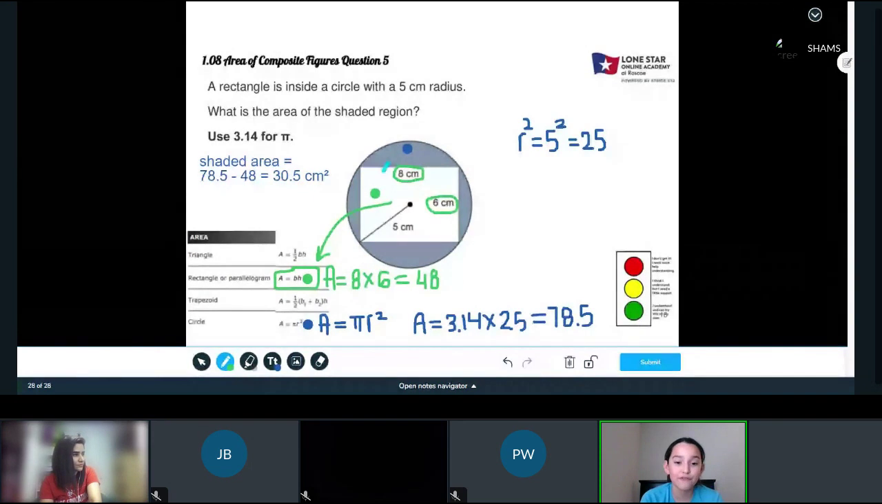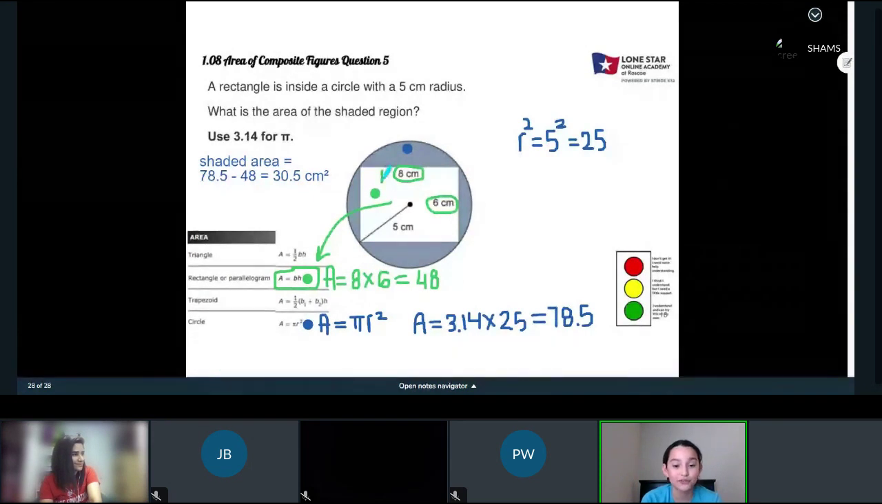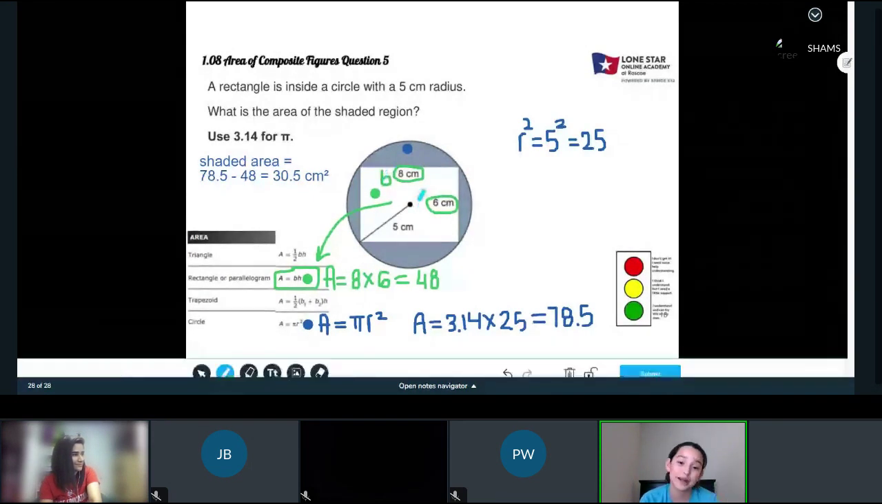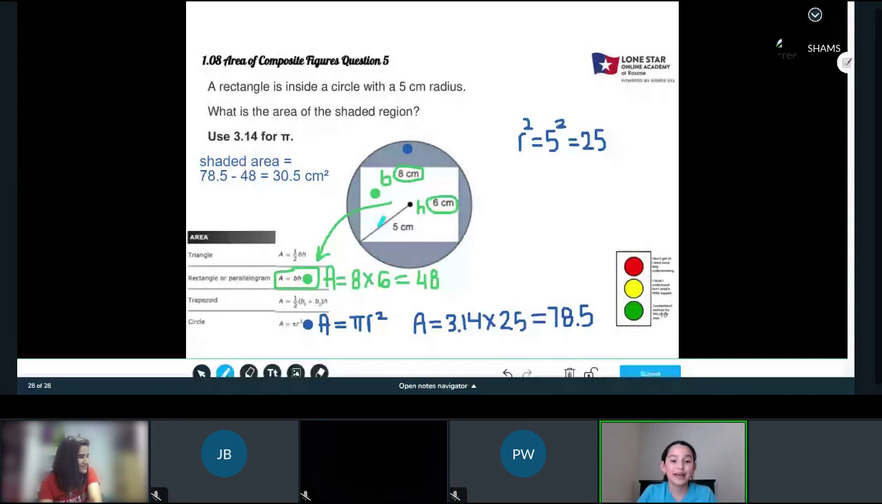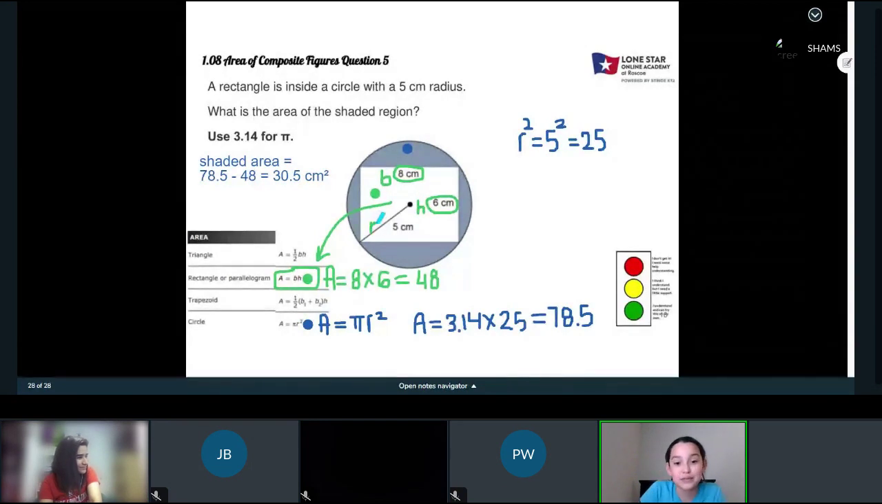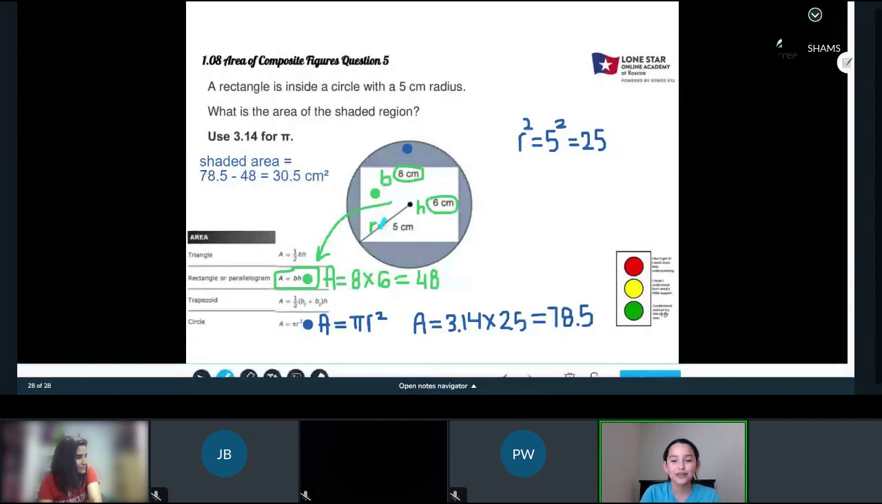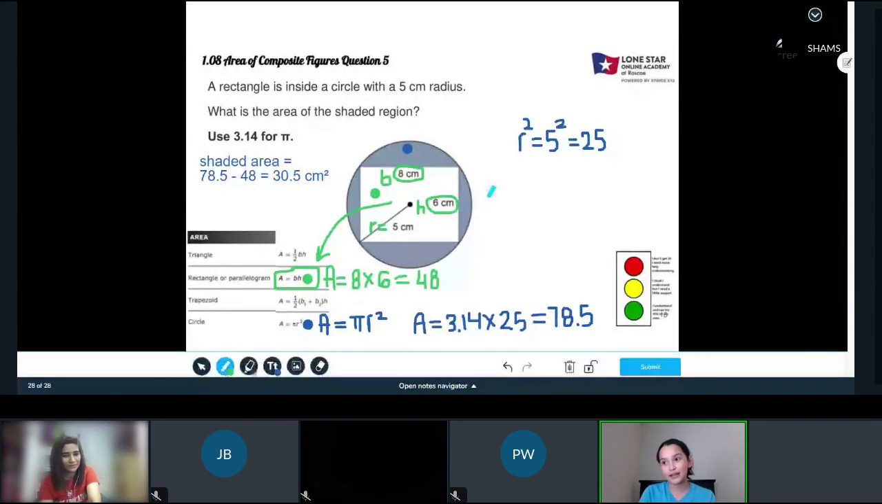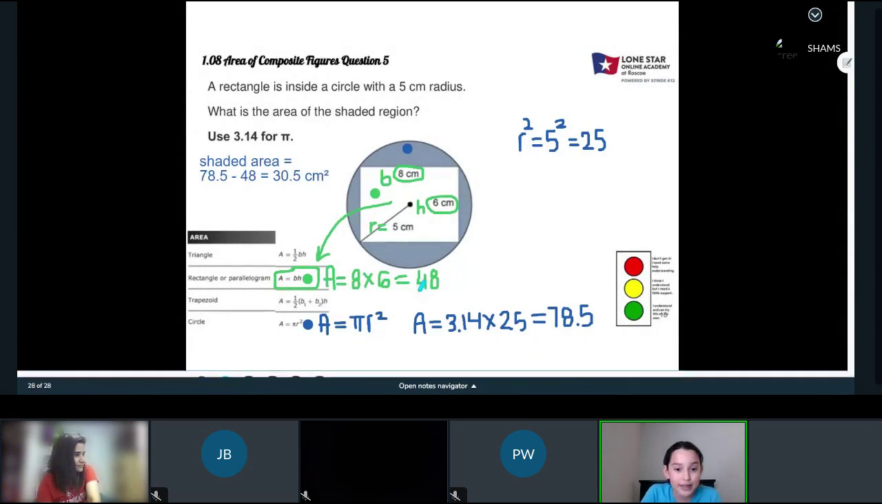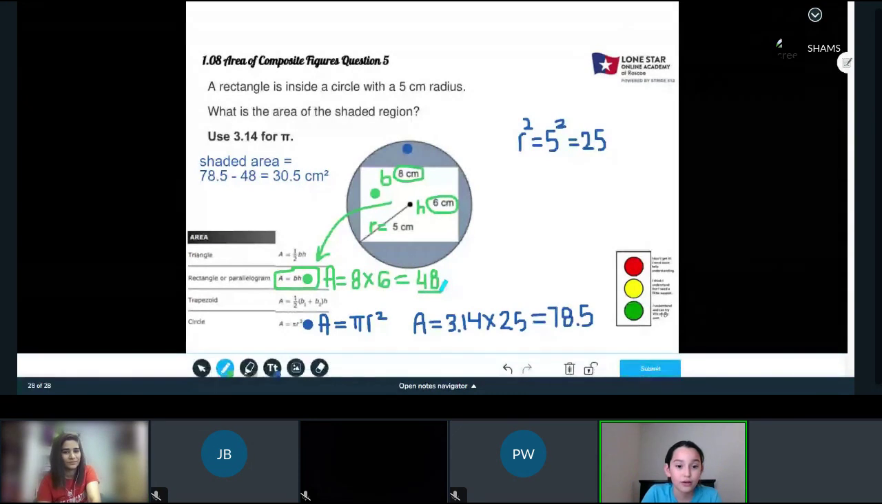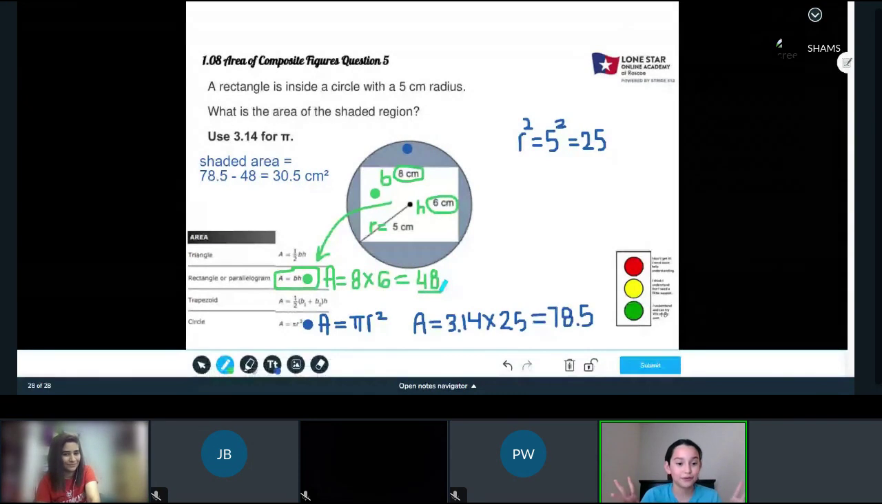I got confused at first because I thought the 5 was the base, but that's actually the radius. So don't get confused with me on that. And our height is going to be 6, because the height is usually on the side. That's how I remember. And then you will multiply those, and that equals 48. 8 times 6 gives you 48. Poof, we're done with the rectangle.